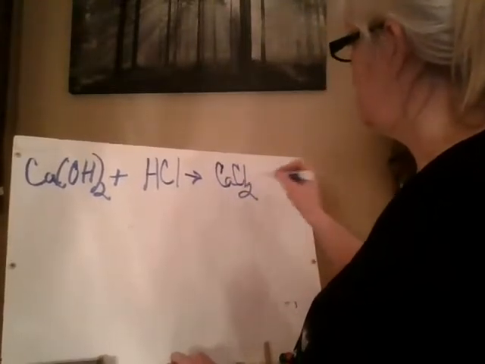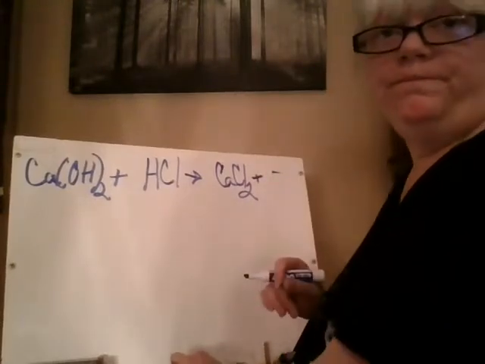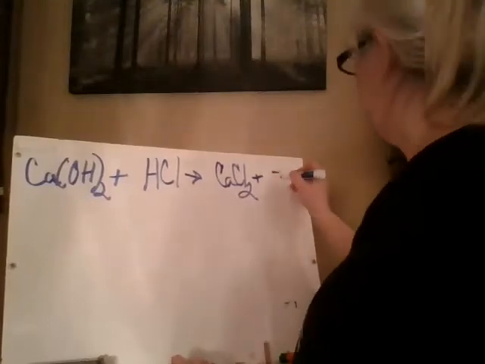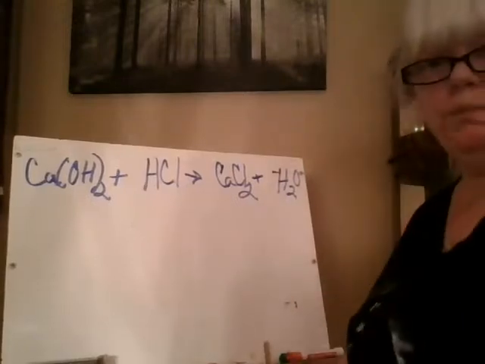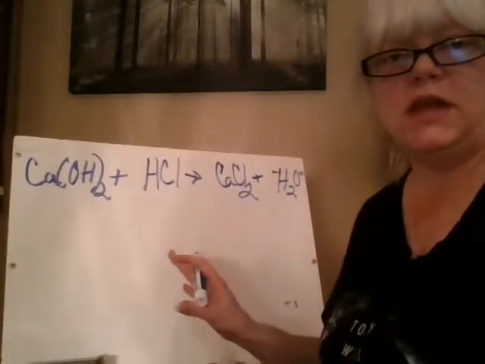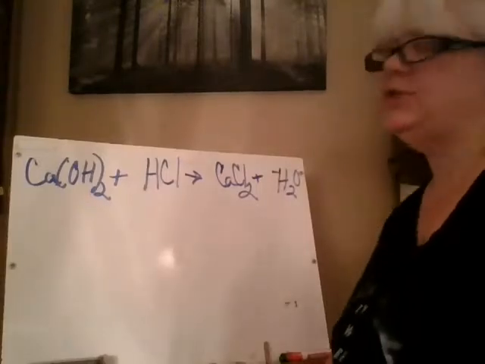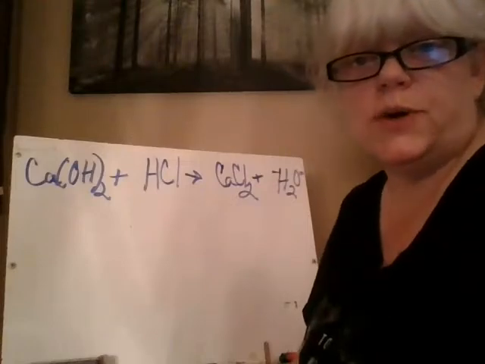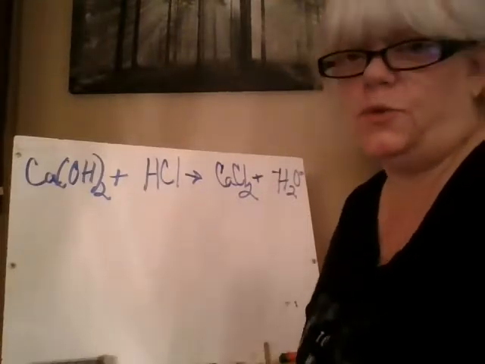CaCl2 and water. What's water's formula? Leave a little room. And then H2O. Okay, so that's the unbalanced equation. At least that's what I think. I think it's unbalanced. That's why we always do an initial count. Because sometimes you'll have a balanced equation that doesn't have any coefficients showing. I'll show you one of those in a little bit.